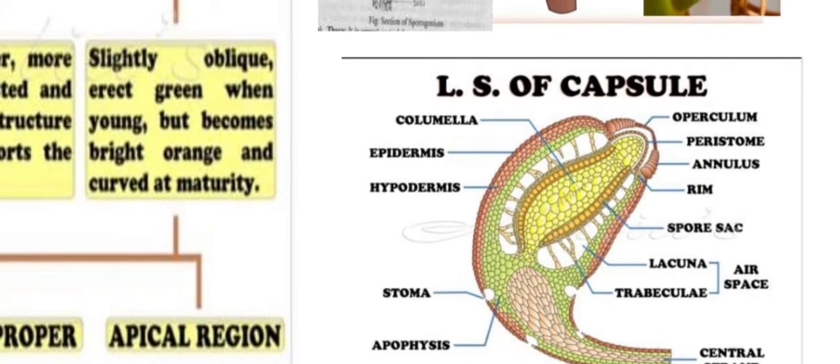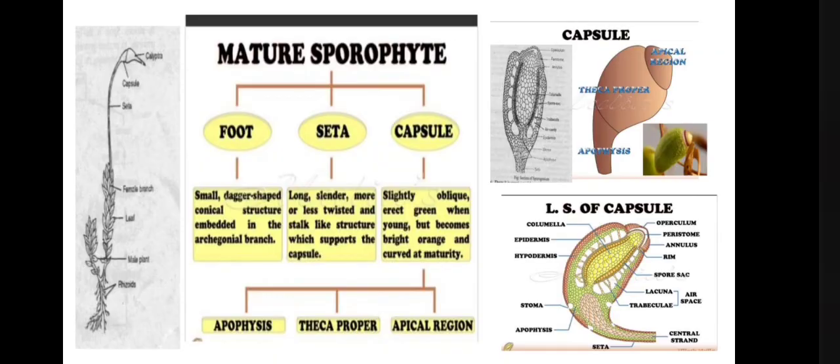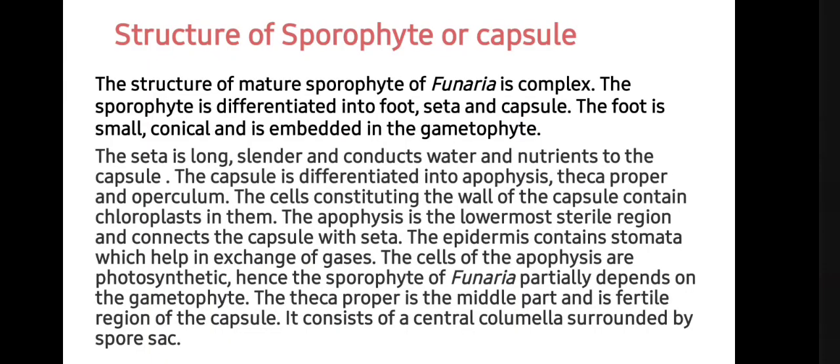As you can see, the middle portion is the columella, which has parenchyma cells. Then it is surrounded by the spore sac. Spore sac consists of spores and there are lacunae and trabeculae. So the capsule in case of Funaria is much differentiated. So let's understand the structure of sporophyte in detail.